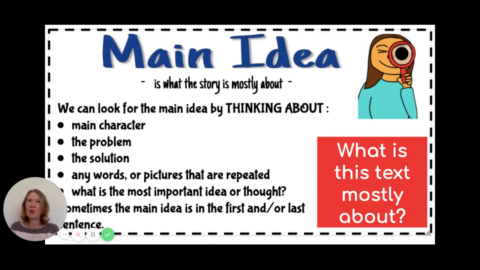So we're trying to work out what the story is mostly about, and there's lots of ways we can do this. We need to infer, and we use some different things to get the clues about inferring. We look at who the main character is, the problem, the solution. We hunt around and find any words or pictures that can be repeated. We think about what the most important idea has been when we read, and sometimes the main idea can actually even be in the first and or the last sentence. So, what is this text mostly about?